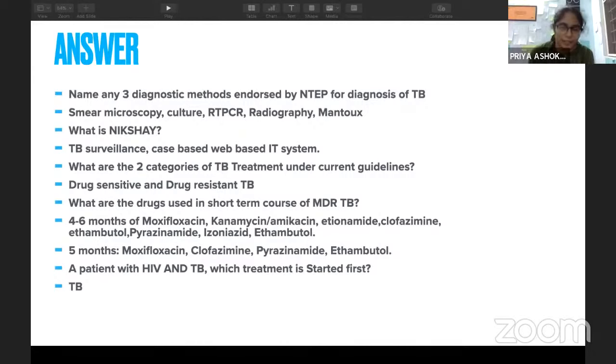Now where you went wrong in the 4th one is the course. It's 4 to 6 months of intensive, and then around 5 months for the continuation phase. You did answer, you missed out some drugs, but fine, I'll give you 2 points. And TB first, so you were right about it. Okay, fine.